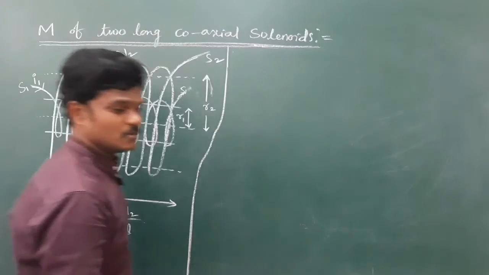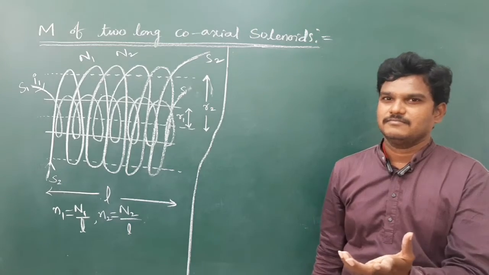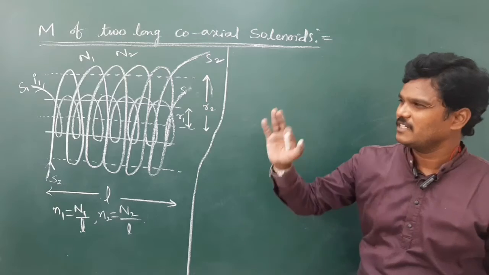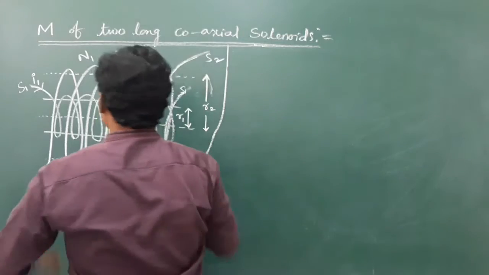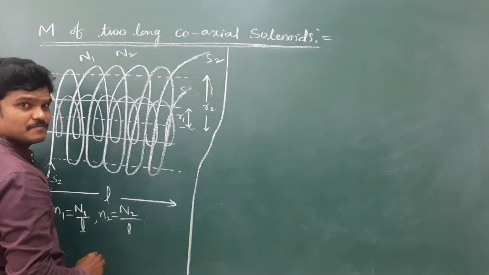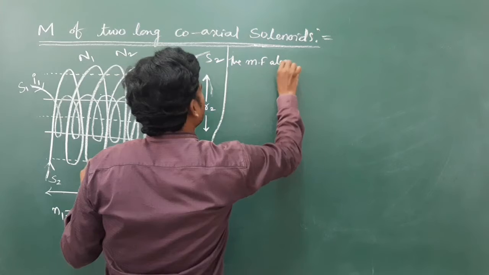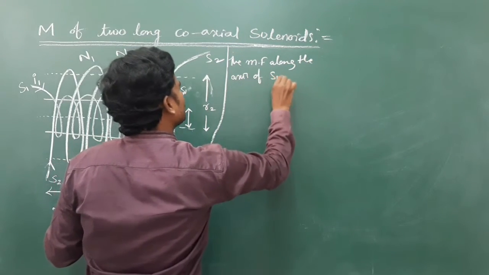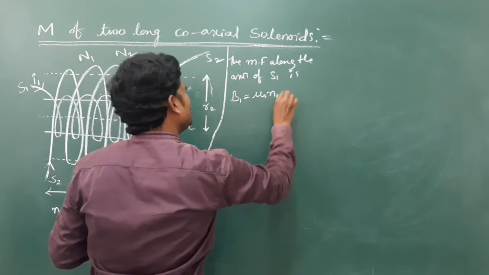So what is I1? I1 is the current. Just feel S1 is primary, and S2 is secondary. Now I am sending current I1 in the S1 solenoid. And see, due to this current, there will be a magnetic field along the axis. So the magnetic field along the axis of the S1 solenoid we can write as B1, which is equal to mu naught N1 I1.